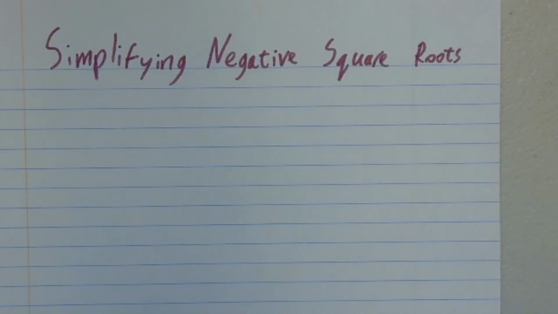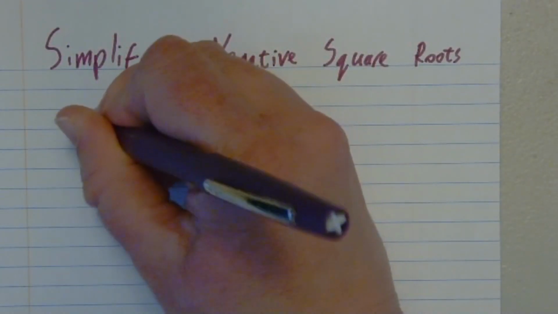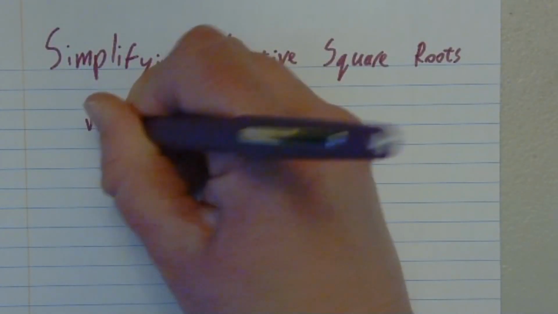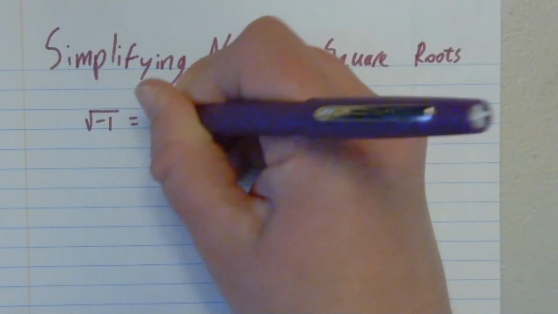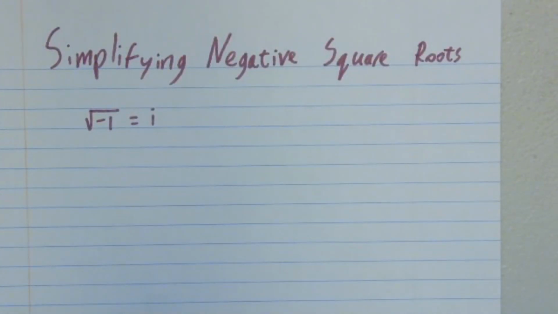Simplifying negative square roots. I also have a series of videos on how to simplify just normal old positive square roots, and if that's a skill you're still working on, I highly recommend you watch those videos, and I'll link them in the description. We know that we can simplify the square root of -1 by writing it as just the letter i, and that's a notational choice we've made.